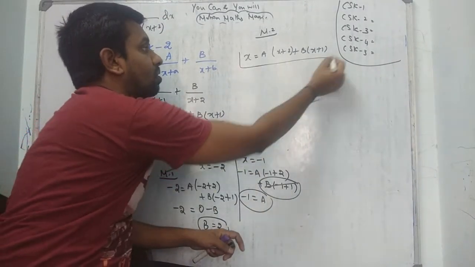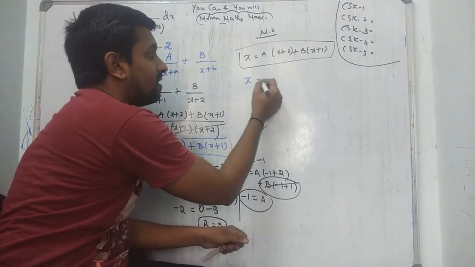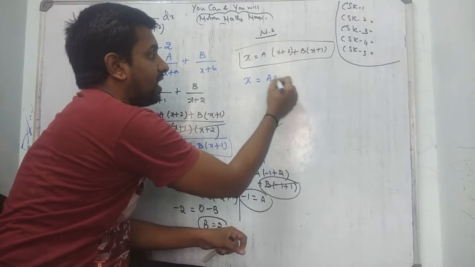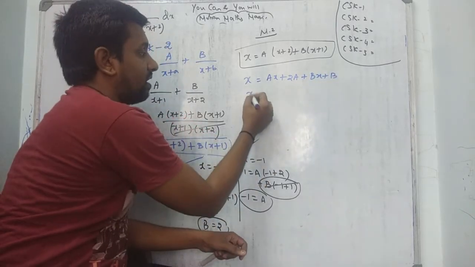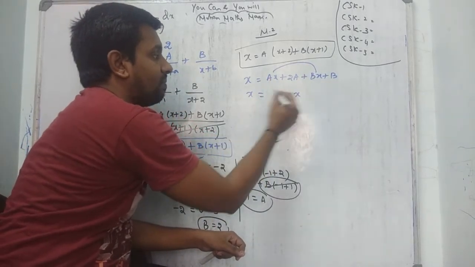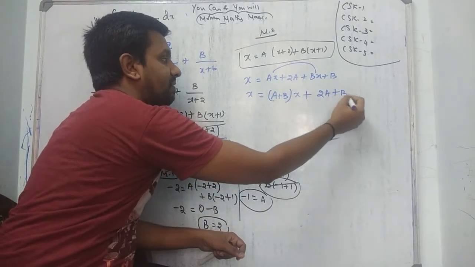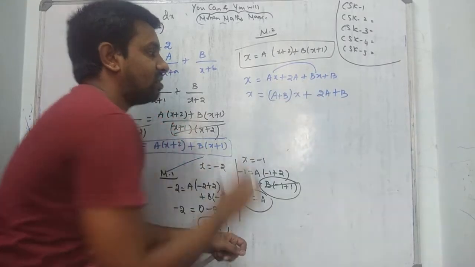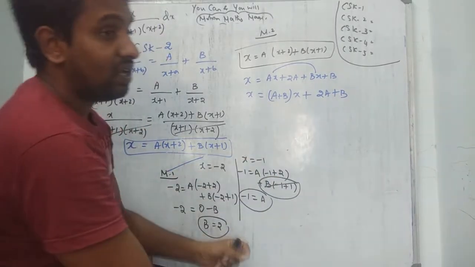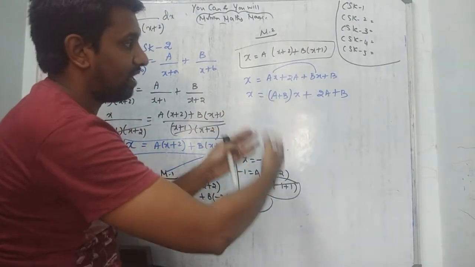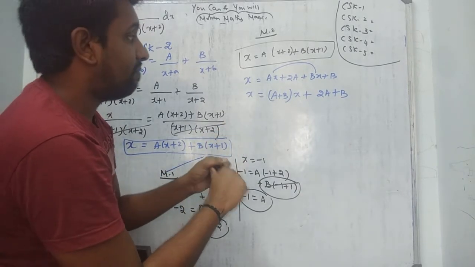Now this is your old numerator and the new numerator. What I am going to do is multiply inside: x equals Ax plus 2A plus Bx plus B. Now x common, what remains is (A plus B), and the remaining constant is 2A plus B. The coefficient of x is A plus B. Suppose there is x square, then the x square coefficient, x coefficient and constant. If there is x cube, then the x cube coefficient, x square coefficient, x coefficient and constant. Like this you have to segregate. Now compare both sides.